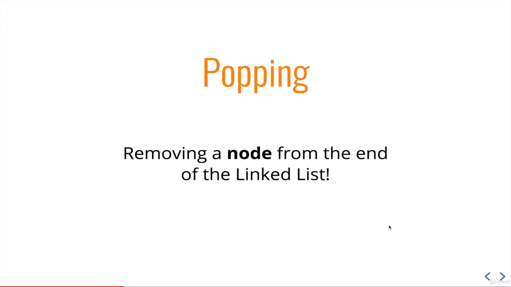The problem is, to remove it, we have to assign a new tail. And that involves going all the way through the list from the beginning because we don't have a backwards pointer. We can't just take the tail and say, give me the one before this. That's not how a singly linked list is set up.